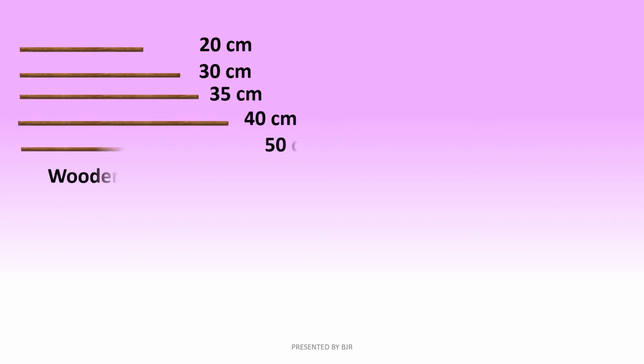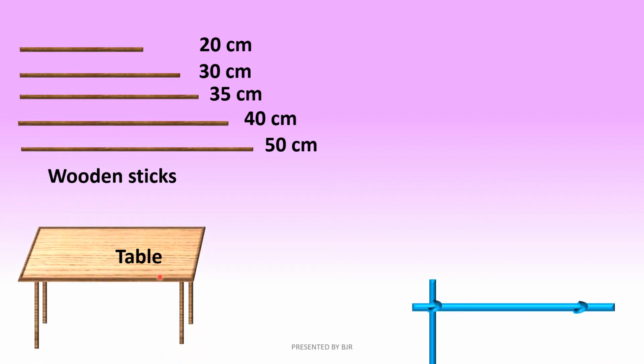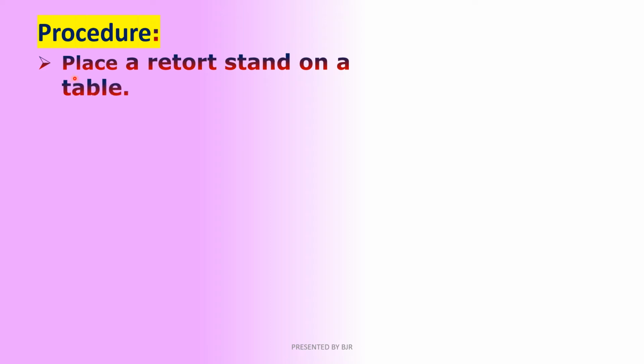Now, here is the material required. A stick of 20 centimeter length, 30 centimeter length, 35, 40, 50 centimeters. And this one is the table and here is the retort stand. For doing this activity, this is the material we require. And here is the procedure. We should place the retort stand on the table first.